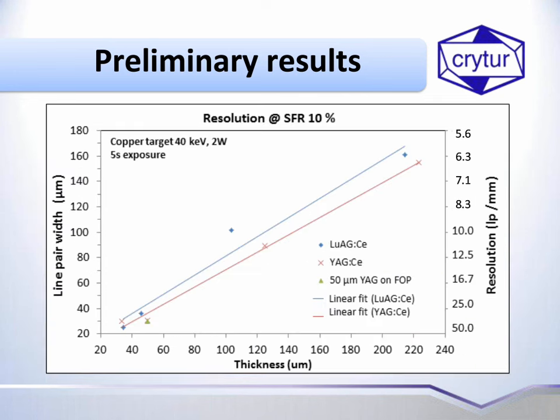So what about the other scintillators? Okay, let's see. We have a graph, and it shows the relation between resolution in line pairs per millimeter and thickness, which is not a good evaluation for us because it will be reciprocal. The value 1 over resolution is better, so we can speak about line pair width in microns, and we can see that the line pair width is linearly related to the thickness if you speak about scintillators between 30 to 200 microns. So there's a linear dependency.